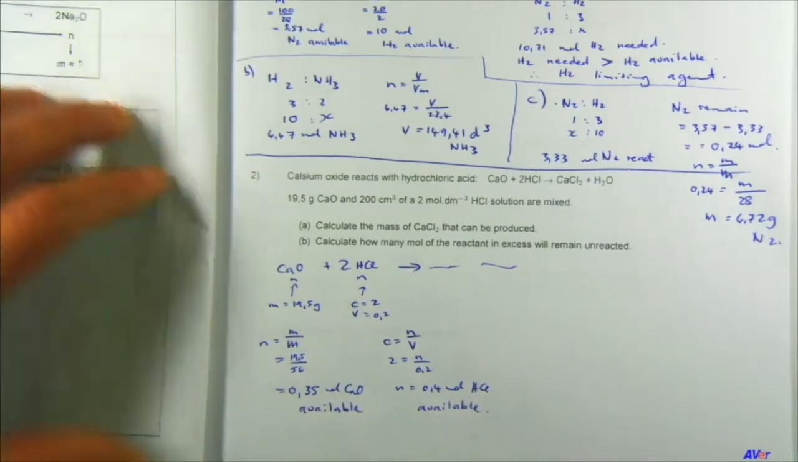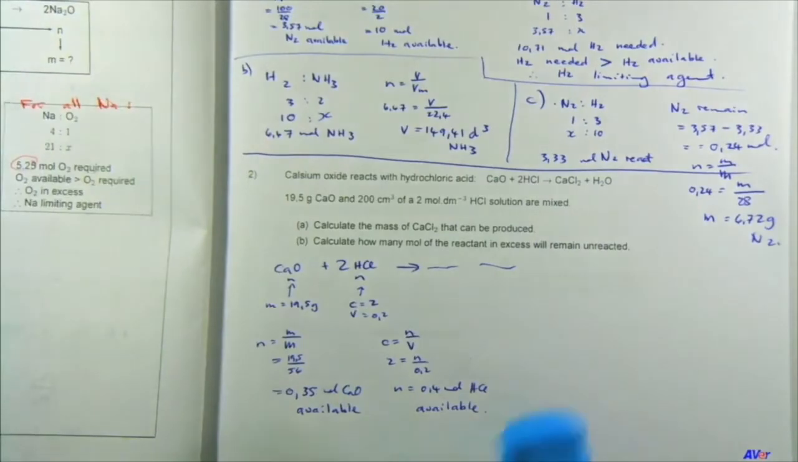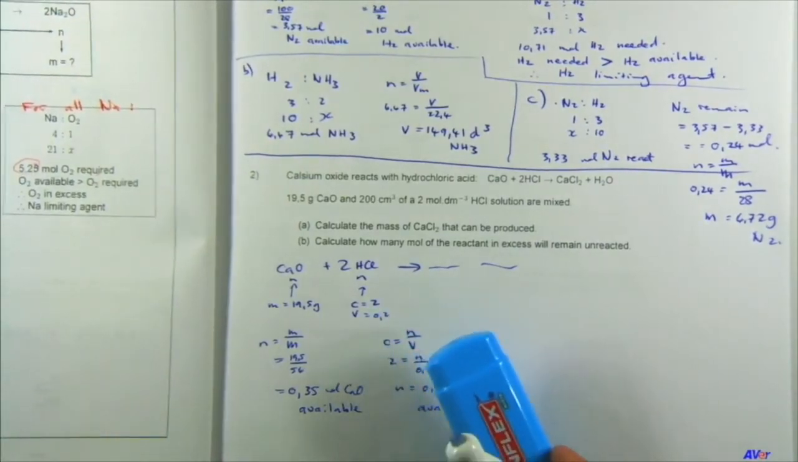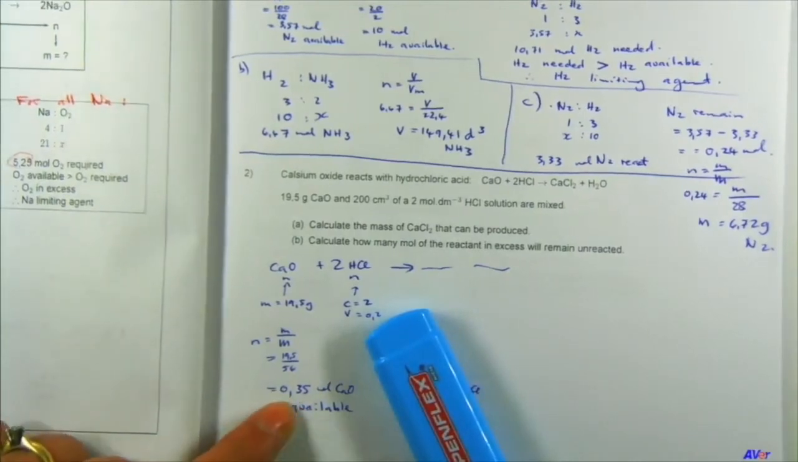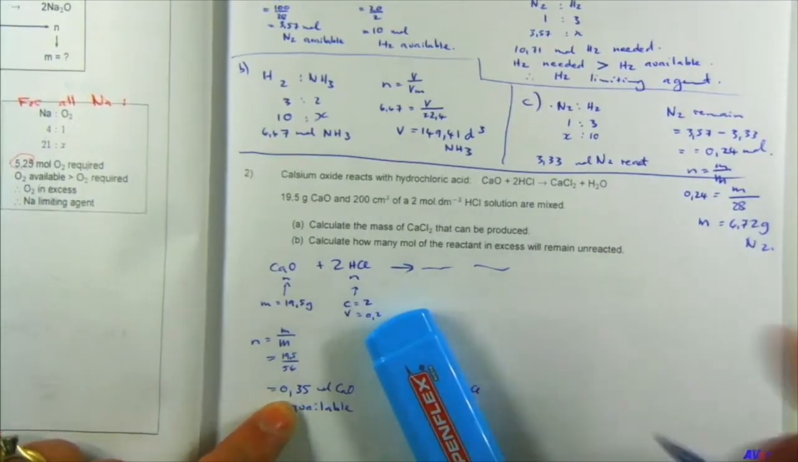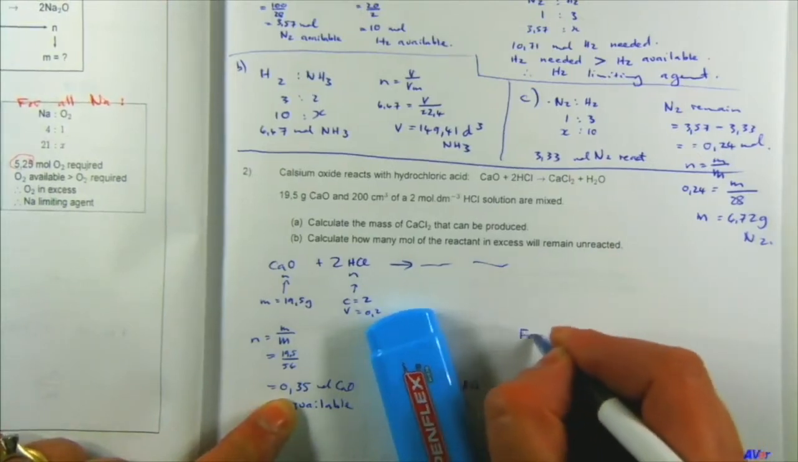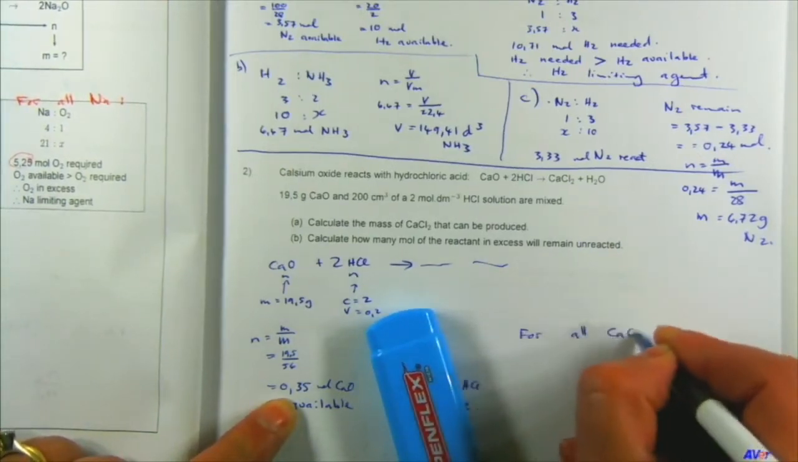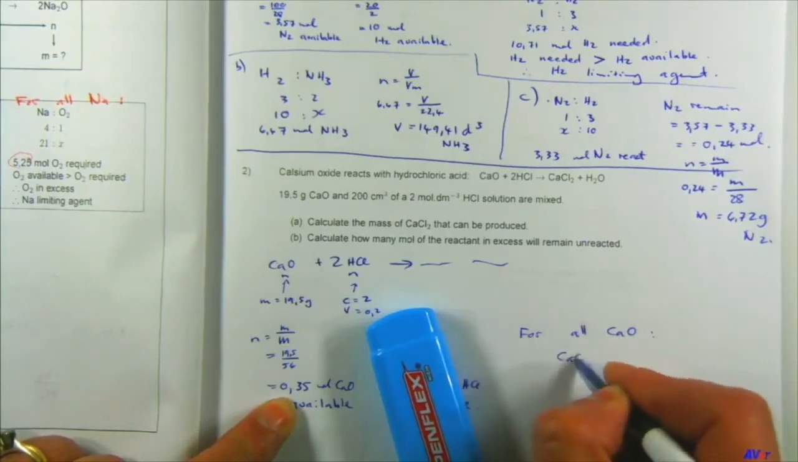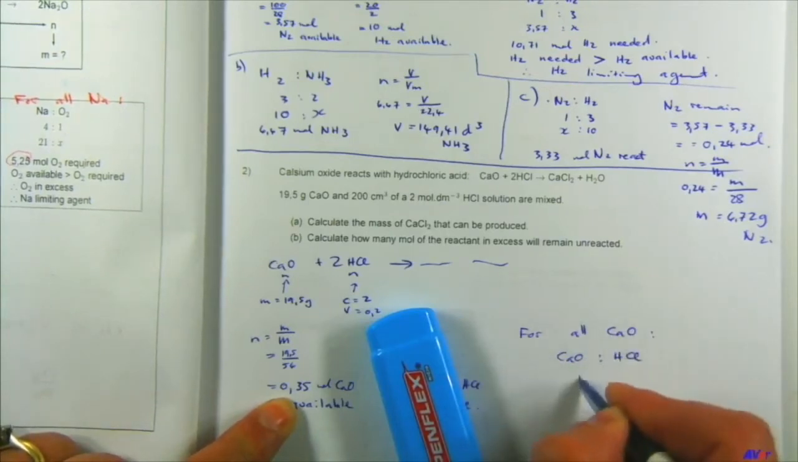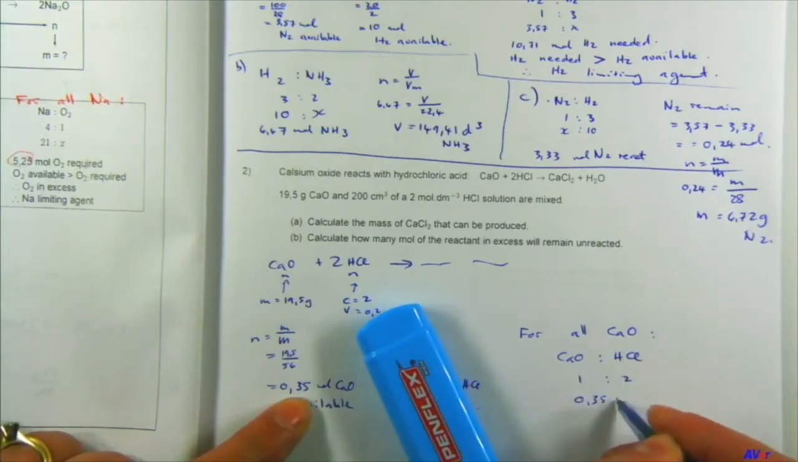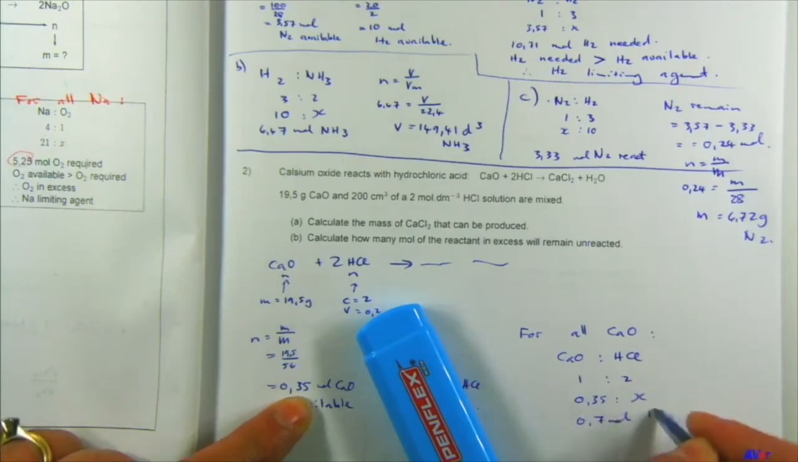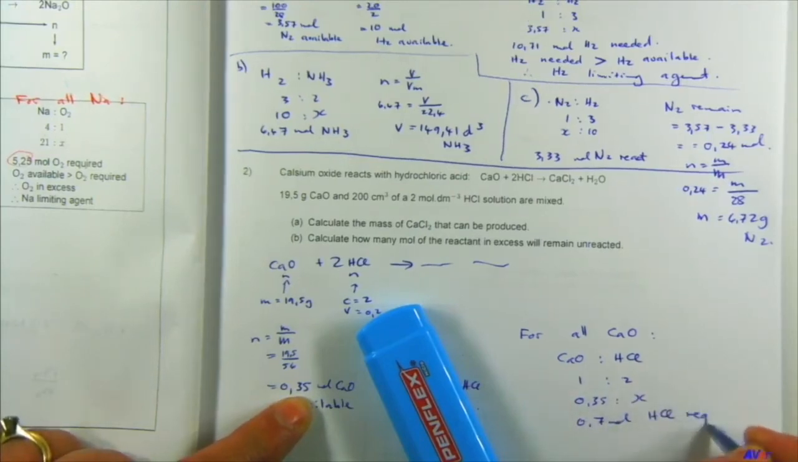So let's choose one to ignore. We start by saying, let's ignore this one, right? And say if all of the calcium oxide reacts, how much HCl will be needed? So for all calcium oxide, we know calcium oxide to HCl is in the ratio of 1 to 2. So if all of these react, 0.35, then I need 0.7 moles of HCl will be required.